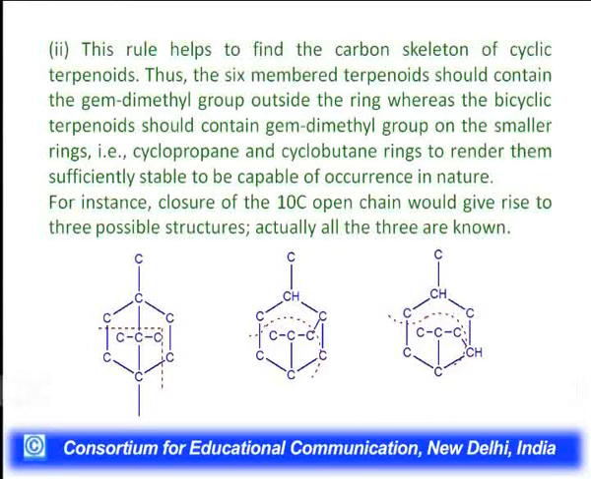For instance, the closure of the C10 open chain would give rise to 3 possible structures. Actually, all 3 are shown here, where we have the C10 structures. So there are 3 possibilities in which the gem-dialkyl parts are within the ring. So they will stabilize these terpenoids.